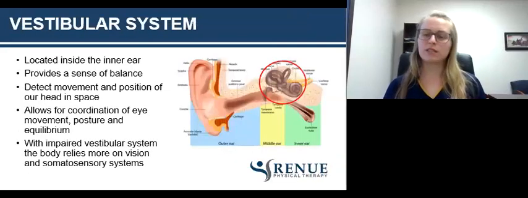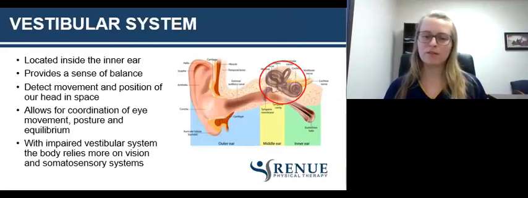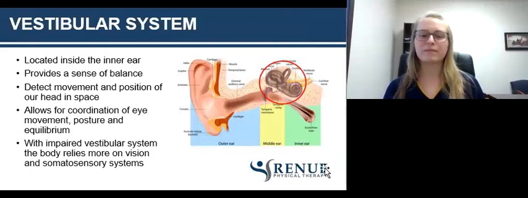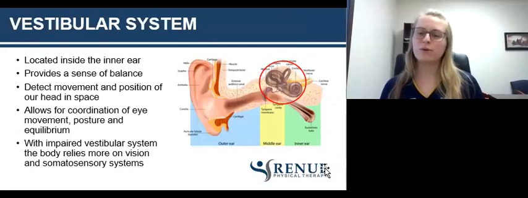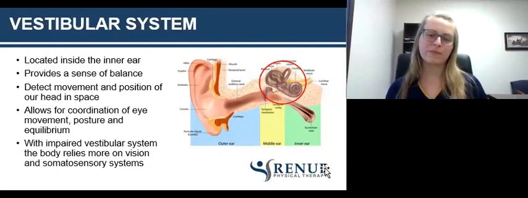So let's go into more detail on the vestibular system. As I just mentioned, the vestibular system comes into play when you have vertigo or dizziness. The part of the diagram circled here in red is called your inner ear. Inside the inner ear, there are little hairs or crystals which help your body to detect movement of your head in different directions. This allows for the coordination of eye movements, posture, and equilibrium.